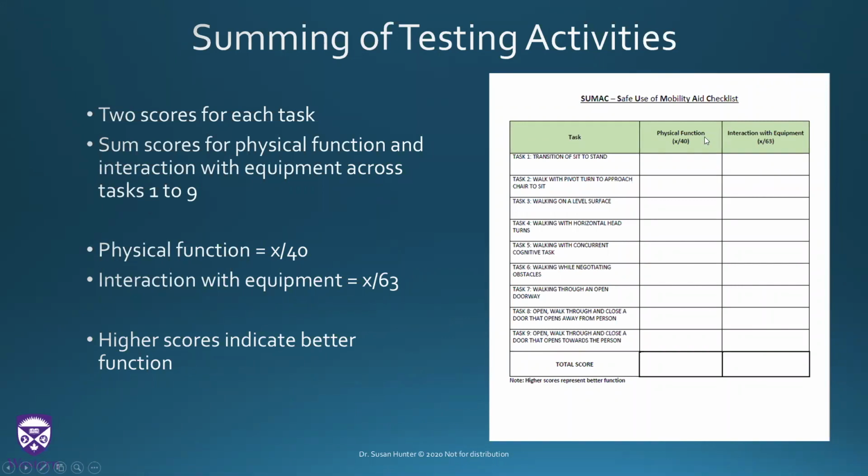Physical functions, so at the end of this, you will sum the individual scores from each of the tasks to get a physical function score, and the same thing for an interaction with equipment score. Maximum score on physical function is 40. Maximum score on the equipment is 63. Again, higher scores indicate better function.